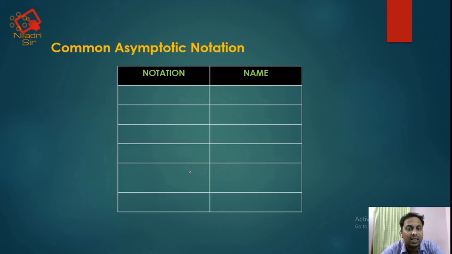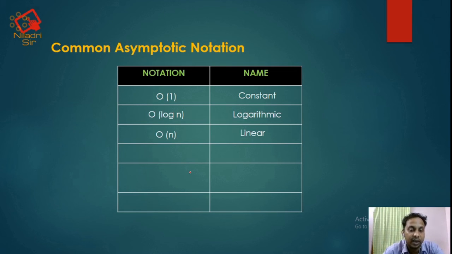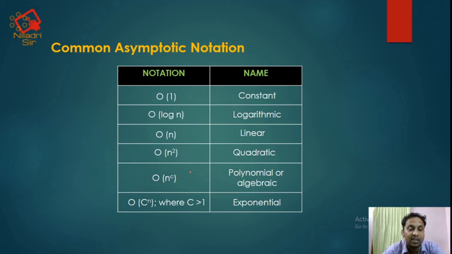So what are the common asymptotic notations? These types of common asymptotic notations you will get in our different types of problems. That is order of one, which is basically constant time. Next, order of log n, this is logarithmic. Next is order of n, that is linear. Next, order of n square, this is quadratic. The next, order of n to the power c, this is for polynomial or algebraic. And the last one is order of c to the power n, where c is greater than 1, this is the exponential one.